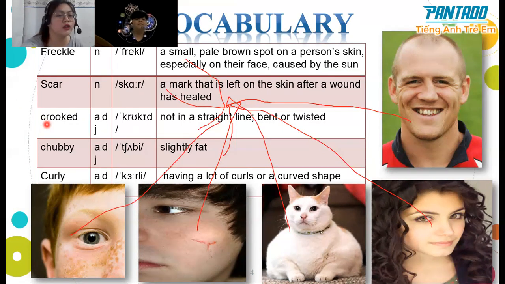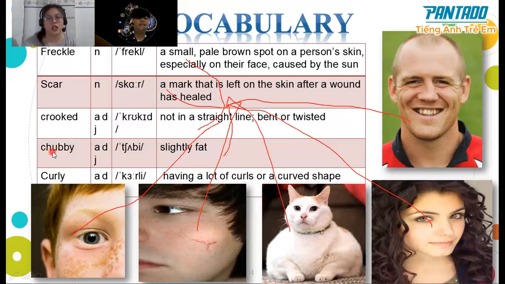Crooked. No, not crooked. Crook. Not in a straight line, man, twisted. Okay, just like this one, his nose, it's crook. It's like this. See that? It's bent. It's not straight like that. It's slightly bent like this. That's crook. Okay, next.